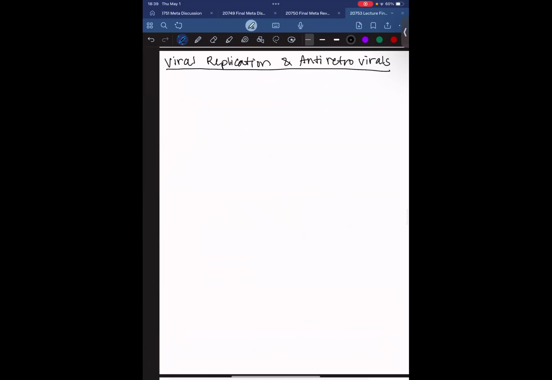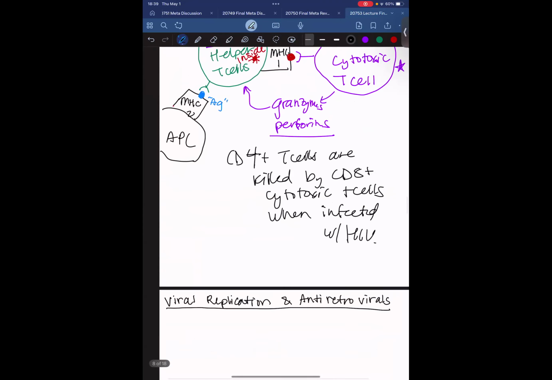All right, so that's it for our immune response on the HIV side of things. But what about how the HIV virus actually hijacks our cells and replicates itself? So now we're coming to the life cycle of HIV.